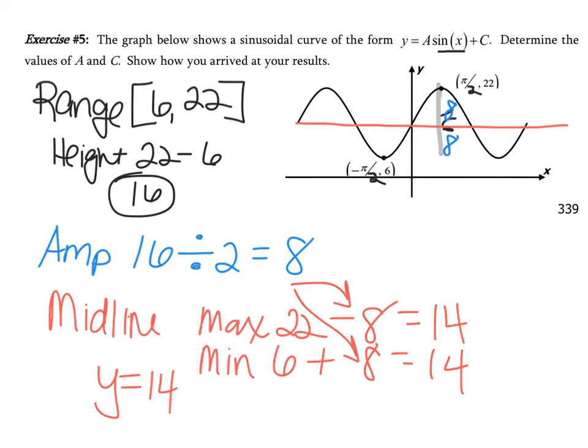What I really needed here was my midline and my amplitude. I'm going to plug that into the equation, but I'm also going to explain a little bit further on why I know that works. So my equation is y equals my amplitude of 8 sine of x plus my midline of 14.